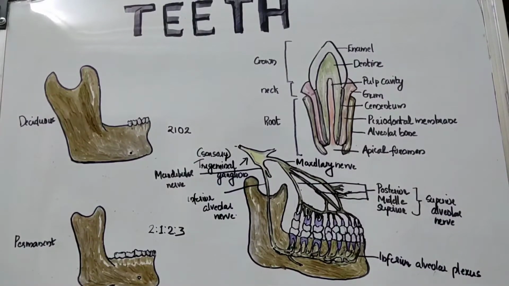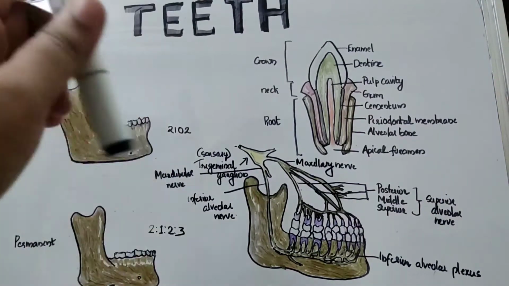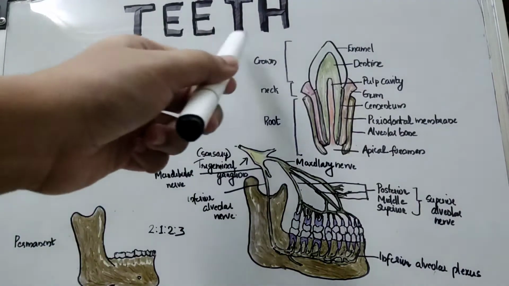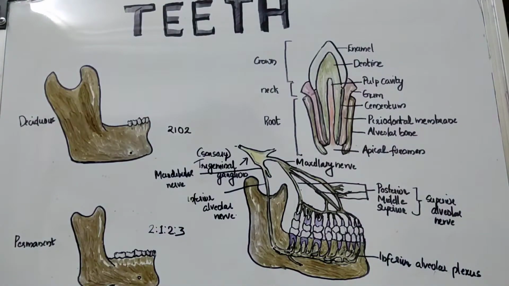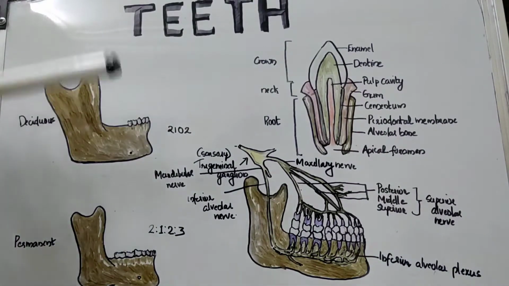Hello everyone, in this video we will discuss teeth. Here I am only discussing the general anatomy of the teeth. We are not going into detail. So teeth are structures which are helpful in mastication or chewing, and they are embedded within the jawbone.